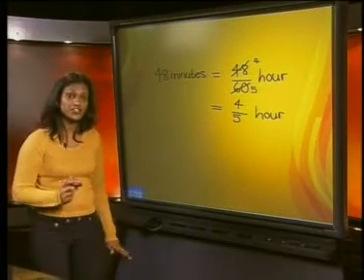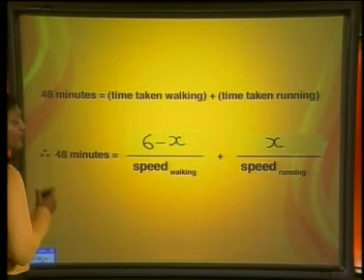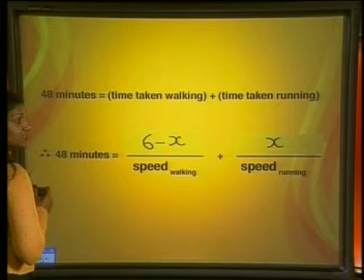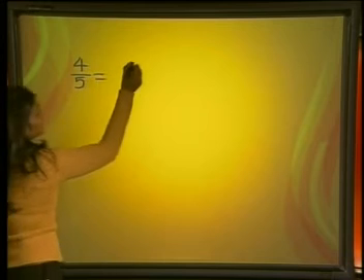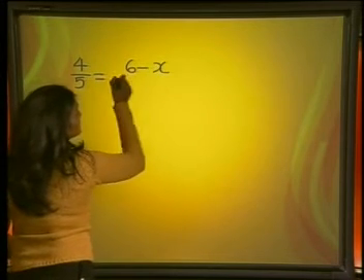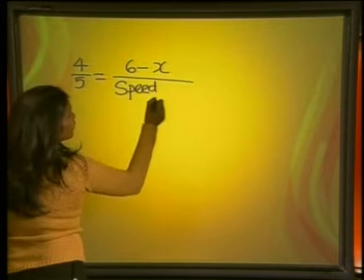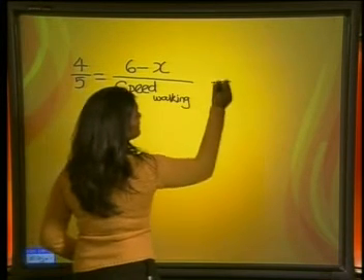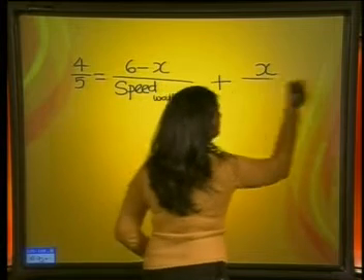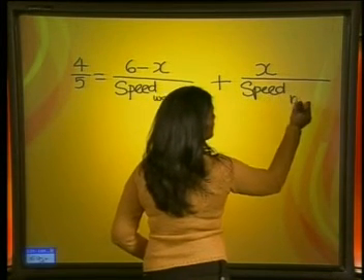But back to our equation. We know the reference to time here is 4/5 of an hour. Let's rewrite this information into our equation. 4/5 is equal to 6 minus x divided by the speed walking plus x divided by the speed running.